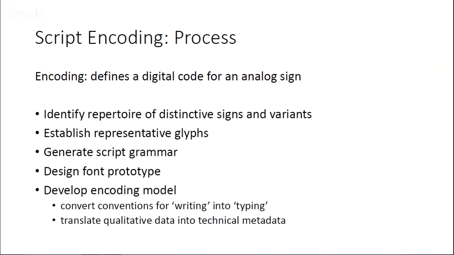So the process for enabling the production of digital codes for analog signs, for all scripts in general, is to identify a repertoire of distinctive signs and variants, to establish representative glyphs for these signs, to generate a script grammar, and then a font to display the characters, and then an encoding model. So basically what we're doing is we're taking conventions for writing language by hand, and developing ways for it to be typed. These are two different biomechanical and mental processes. And so there is a lot of technical infrastructure that goes into enabling this translation from writing into typing. And then along with that is the translation of qualitative data into technical metadata, which supports all of the linguistic infrastructure that we're creating.